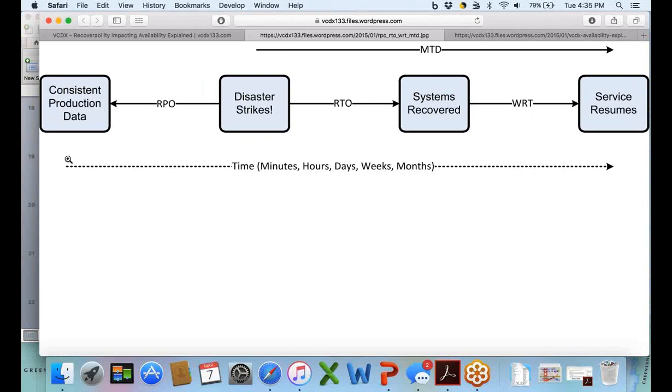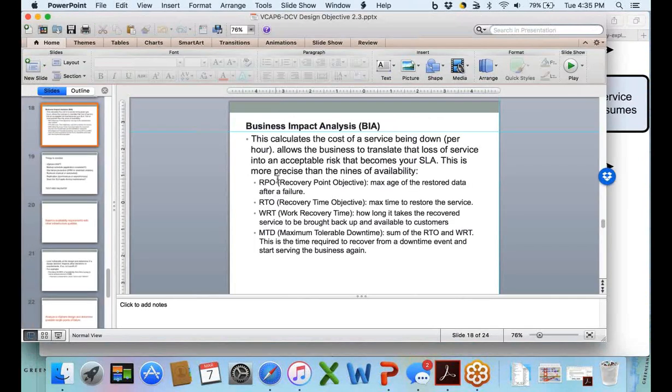Okay. Now, in my kind of opinion, I guess I'll say opinion here, your RTO and your RPO should not exceed your allowable downtime as dictated by your SLA. Okay, and this is something that I see a lot in terms of the VCDX, which I know is kind of out of scope for the VCAP.